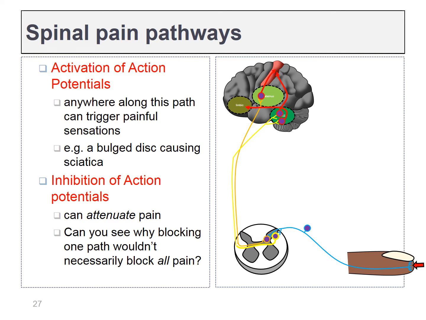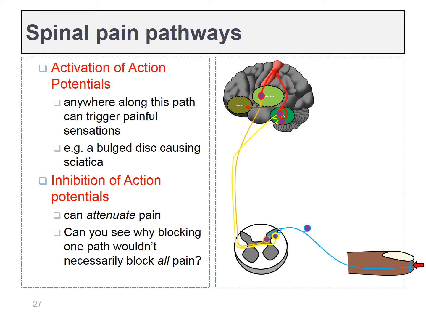Activating action potentials anywhere along this pathway will be detected as pain. Our brain doesn't really know the difference between whether the dendrites are being stimulated or whether we're activating something halfway up the stream. Conversely, to block pain, or I should really say attenuate pain, it's very difficult to block pain entirely. So the word attenuate just means to lessen the pain, to turn it down.